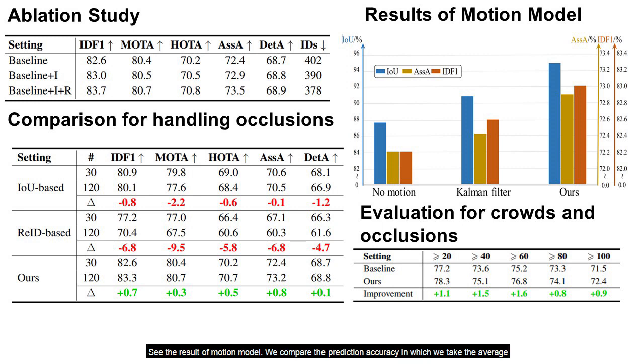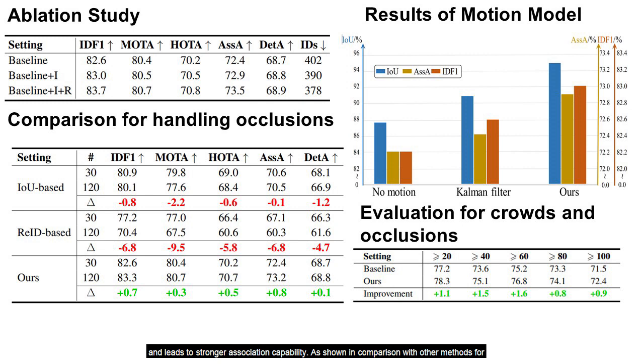See the result of the motion model. We compare the prediction accuracy, in which we take the average IOU of all targets to count the total IOU score. The results show that the introduction of interaction yields more accurate predictions than the traditional Kalman filter. Meanwhile, steady improvements in IDF1 and AssA indicate that the interaction module improves prediction accuracy and leads to stronger association capability.